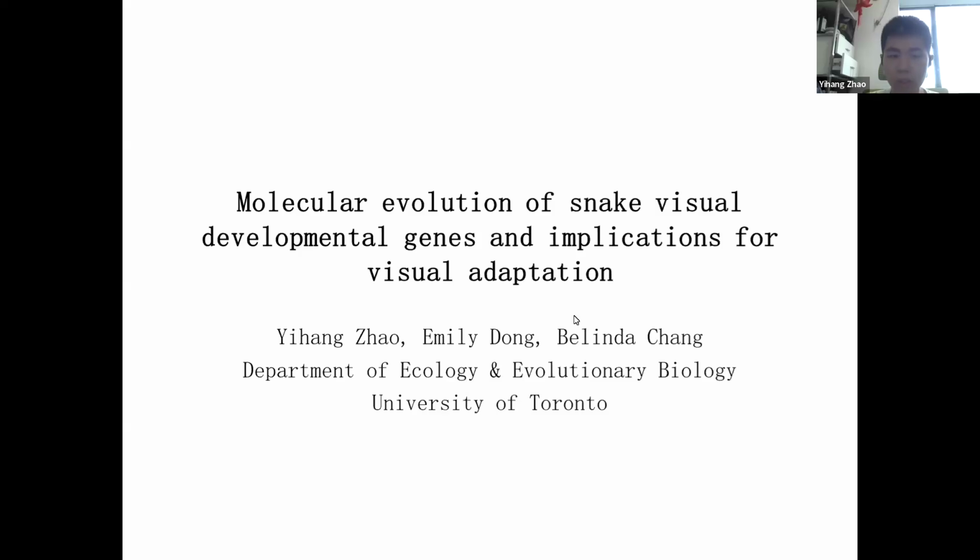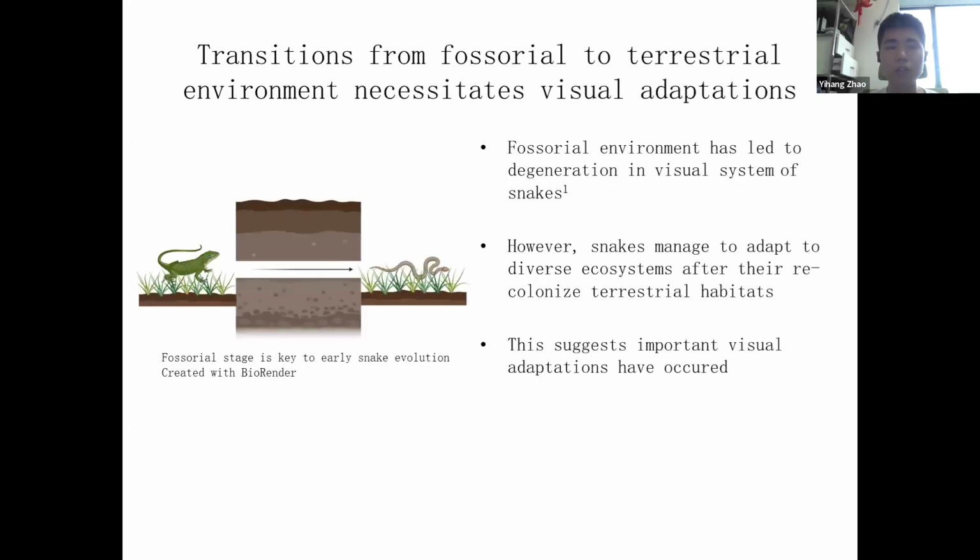Start working on. So it's a new project, and I don't have a lot of data yet, but hopefully it will be interesting for everyone to share it. So as you can all see from the title of my slide, what I've been working on is the molecular evolution of snake photoreceptor development genes.